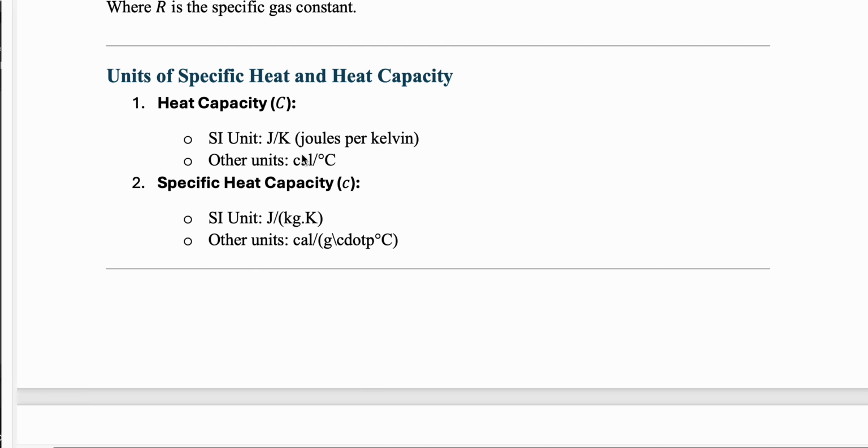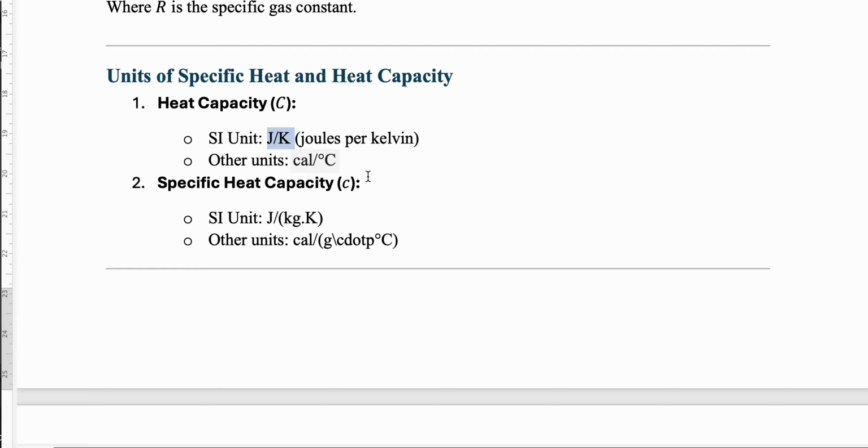Next is the unit of specific heat and heat capacity. I think it's very simple. Heat capacity is delta q by delta t, so the unit is joule per Kelvin. Q means heat, whose unit is joule, so energy units per Kelvin. You can also take it as calorie per degree centigrade and so on, but the SI or standard unit is this.